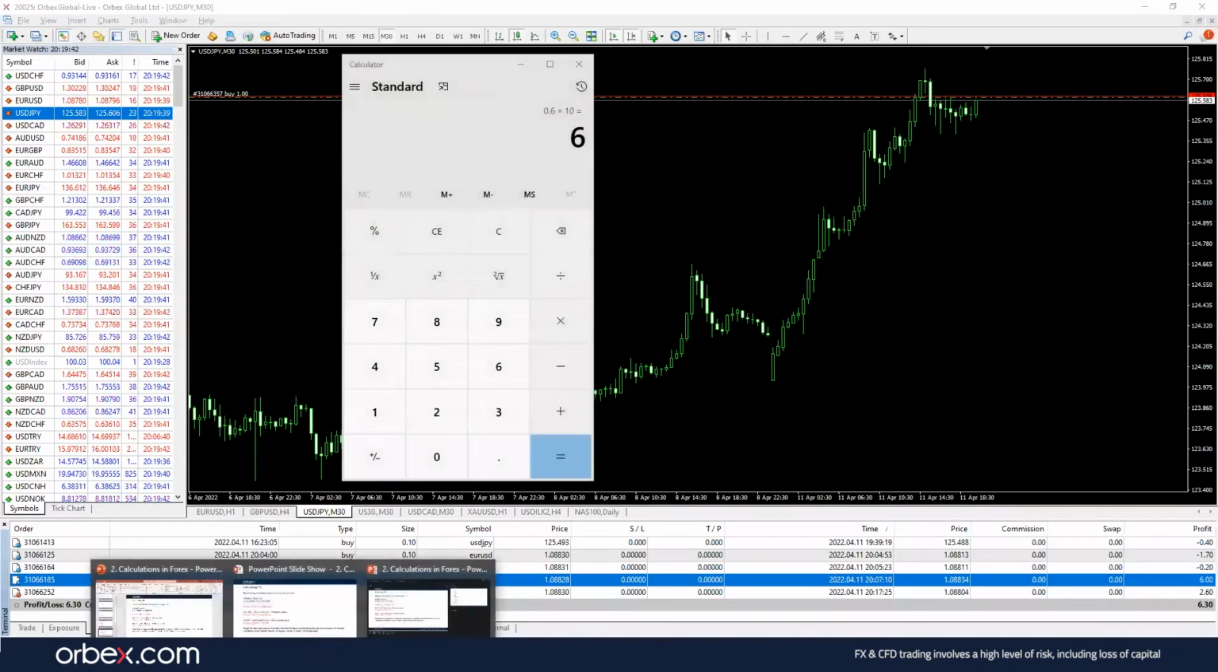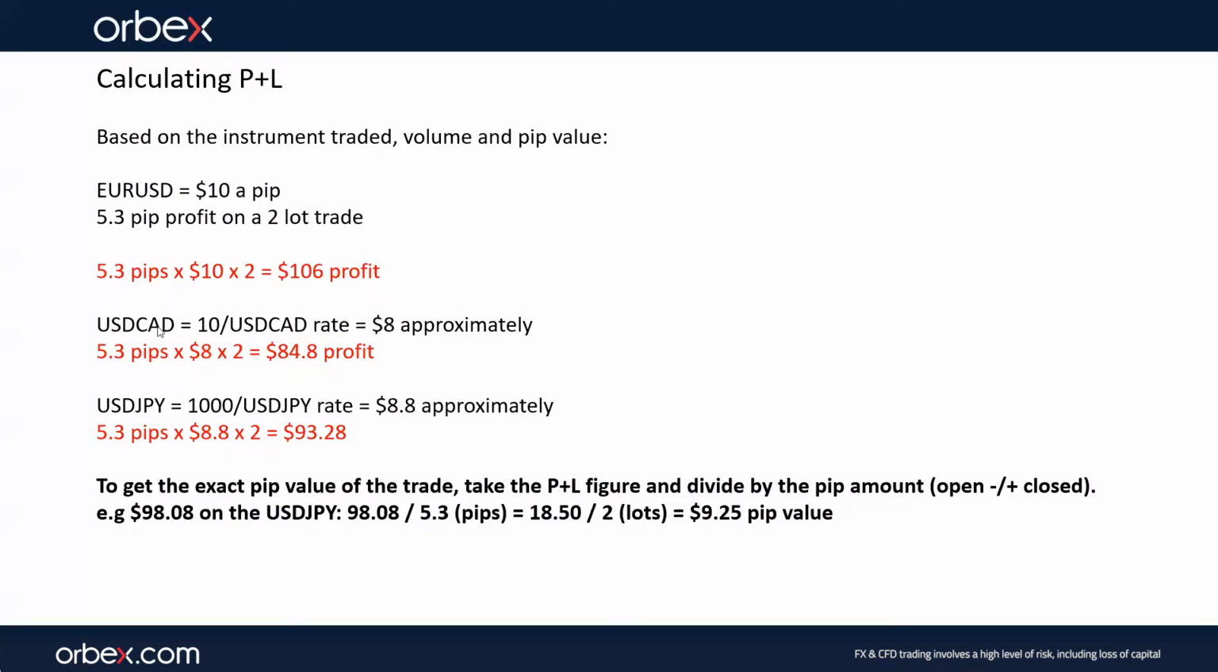So let's just take a look at another example. So we've got dollar CAD. So I need to get the dollar CAD rate. So 10 divided by the dollar CAD rate, which is approximately $8. Done this so it's just a little bit easier to sum up. So again, if we take that profit of 5.3 pips that I made on this imaginary trade, times it by $8 and times it by two lots, because that's the example that I've given, which means I've got just over $84 profit on that trade. And this is because of the amount of pips that I've won, the pip value per lot, which is roughly about $8, and the volume size as well. So this all comes in together.